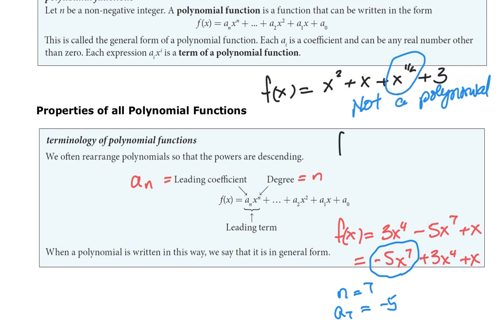Also, if I would have had f of x is equal to, say, x squared plus x raised to the negative 1 plus 5, this is also not a polynomial because negative 1 is not a whole number. So not only can we not have fractions, we can't have decimals, we can't have negative exponents for it to be a polynomial.